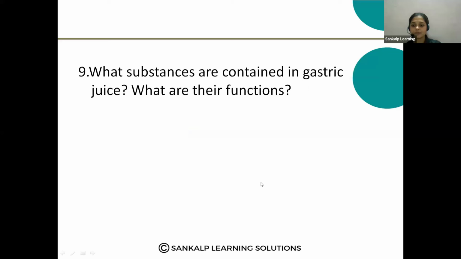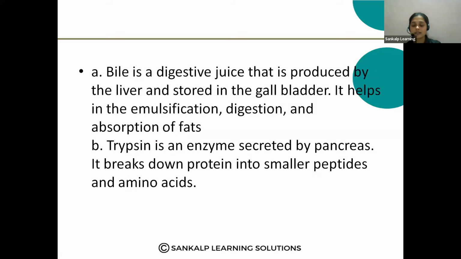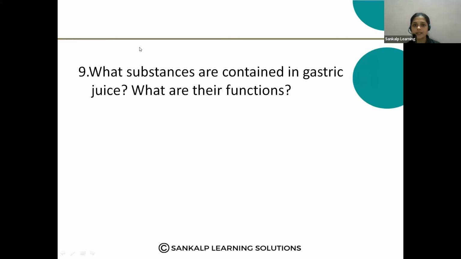Sorry, yes, this is secreted by the pancreas. Trypsin is the enzyme secreted by the pancreas and is present in the small intestine. This pancreatic juice contains the trypsin, and that helps in the digestion of the proteins. And see the next question. This is also a repeated question. What substances are contained in the gastric juice and what are their functions?